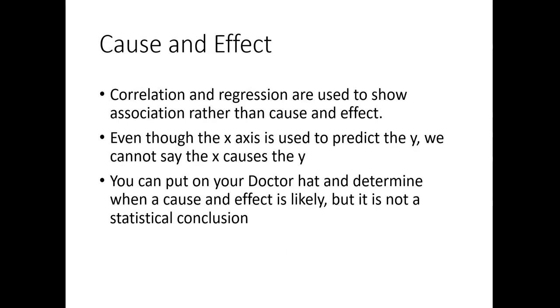Okay, cause and effect. Correlation and regression are statistical methods of association. They do not directly demonstrate cause and effect. Even with a correlation of 1, the Celsius of 100 does not cause a Fahrenheit of 212 degrees boiling, as a Celsius of 0 doesn't cause a Fahrenheit of 32, or a Fahrenheit of 32 doesn't cause a Celsius of 0. They're associated. They're not cause and effect.